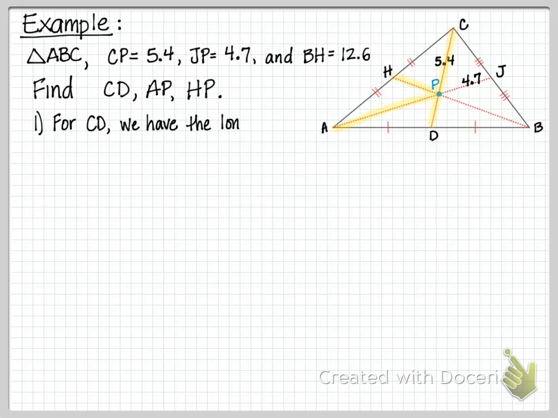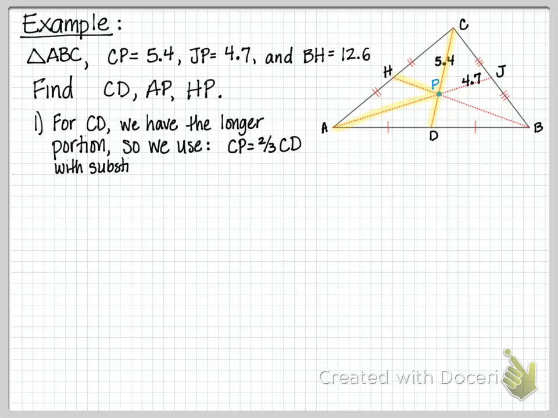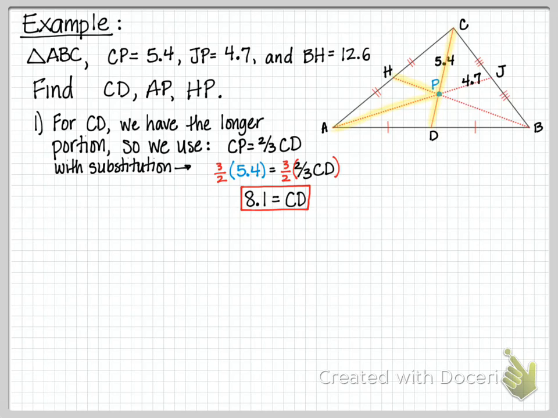For CD, since we have the longer portion, we're going to use the formula: the length of the longer portion is 2/3 of the entire median. We use substitution and plug in what we know. And now we need to get rid of that 2/3 times CD, so we will multiply by the reciprocal. Using our calculator to simplify, we get that the length of CD is 8.1.